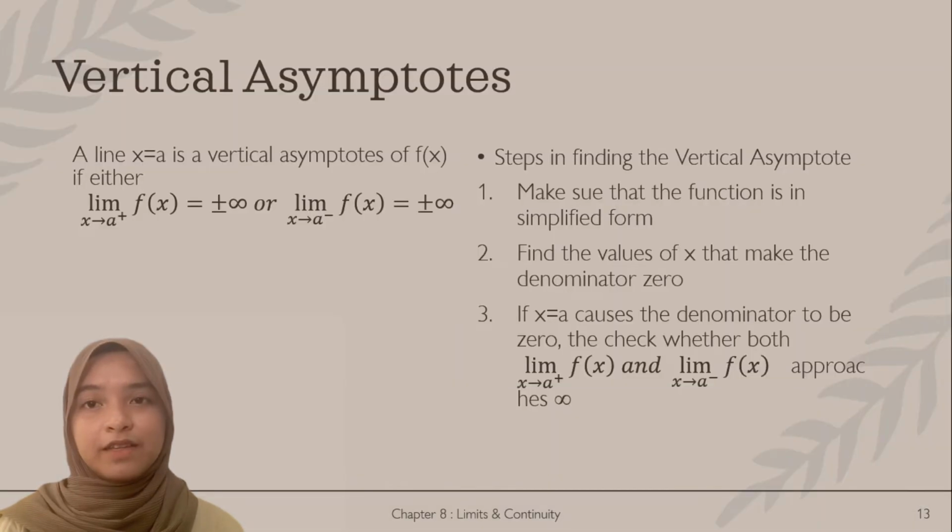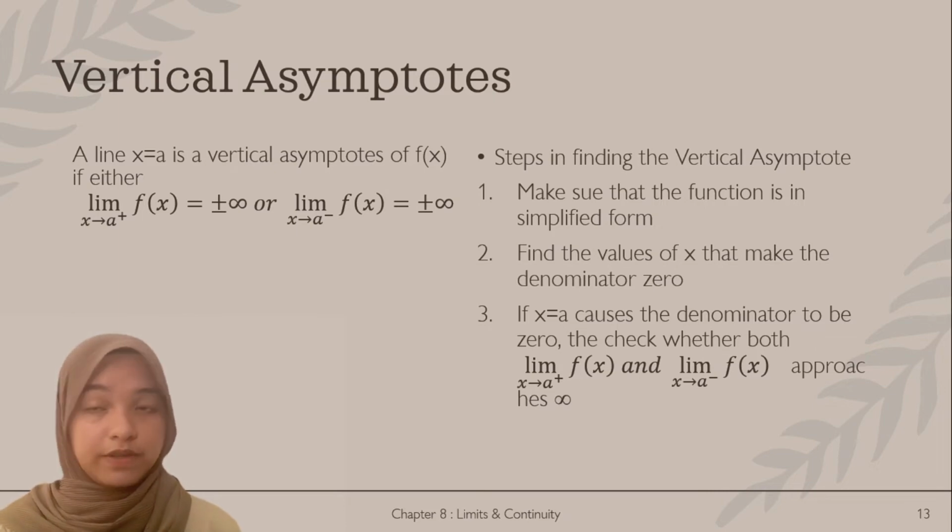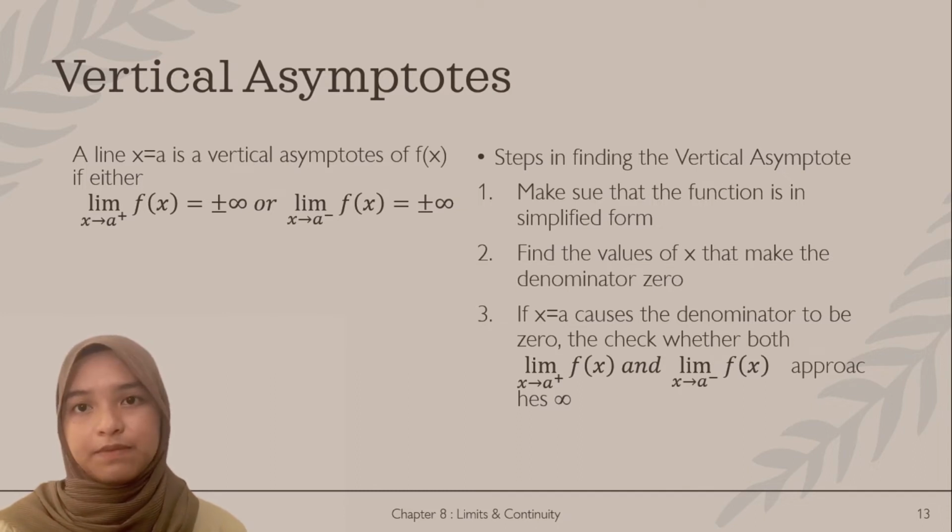Next, in 8.2 asymptotes. A line x equal to a is the vertical asymptote of the graph if the limit as x approaches a from the positive side of f(x) is equal to positive infinity. The step in finding the vertical asymptotes is, first, make sure that the function is in simplified form. Then, find the value of c that makes the denominator 0.